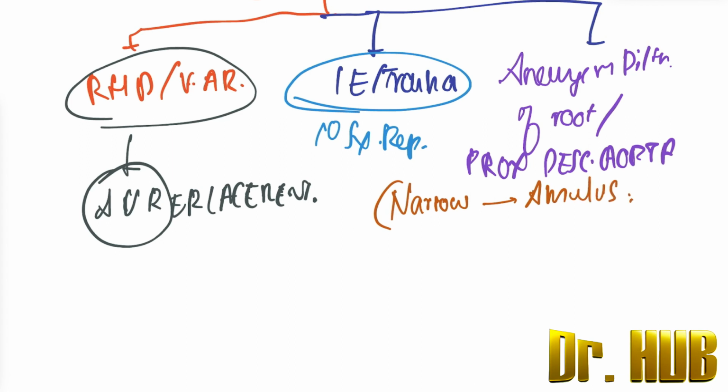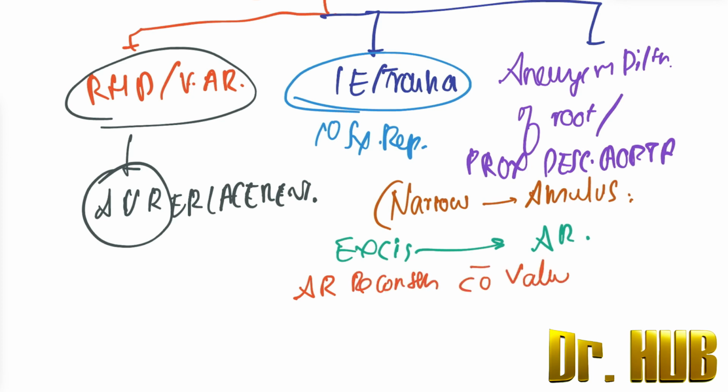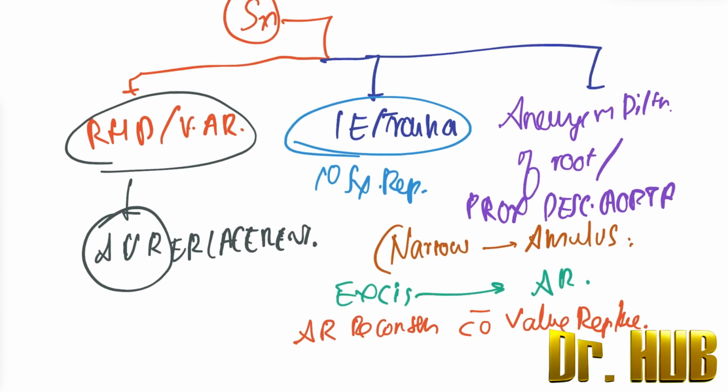Next will be the excision of a portion of the aortic root, and aortic root reconstruction without valve replacement. So the aortic root reconstruction is done without the valve replacement.